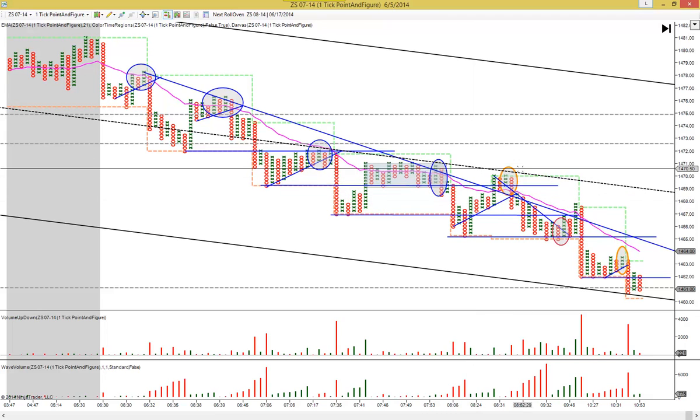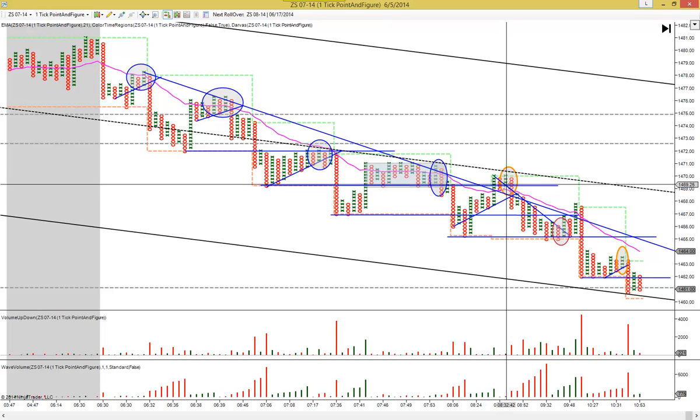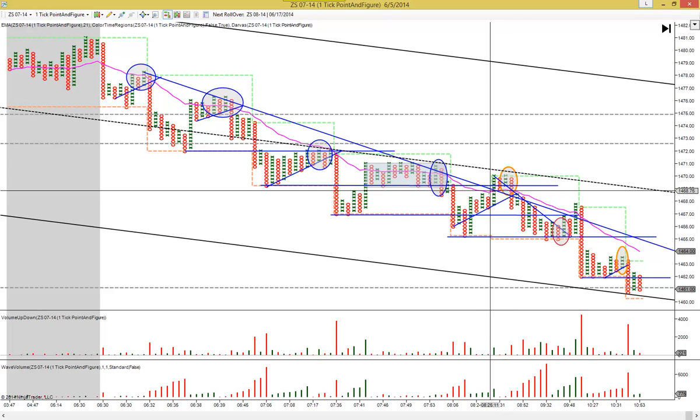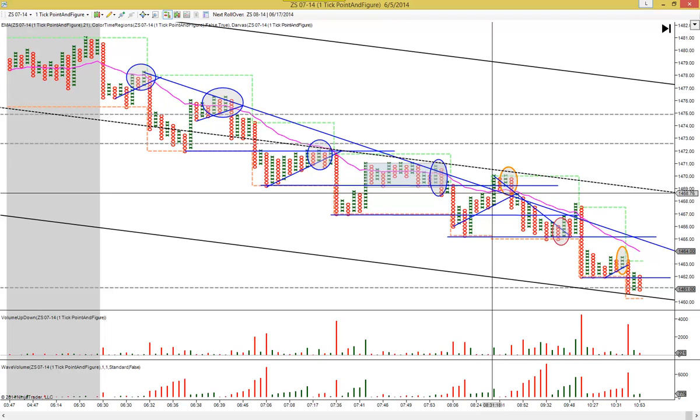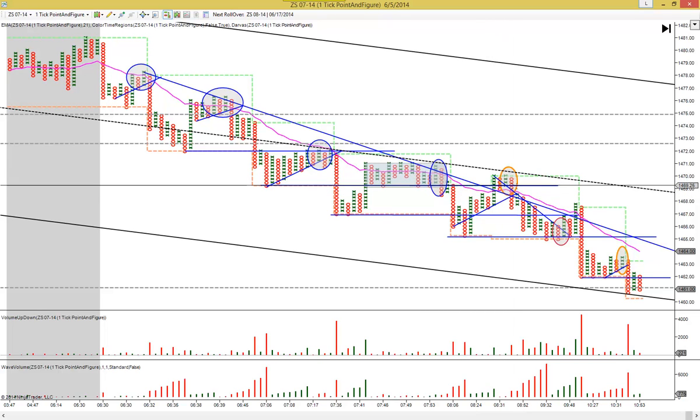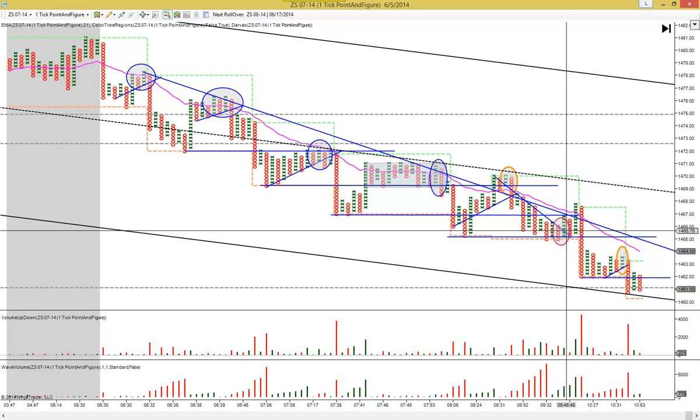Then I saw this short setting up and didn't take it. We had broken through the EMA and the trend line, and we were sitting on support, so I know that some people got long here, and I should have taken this as it was a nice trap. And we did come on down. Then I took a long here, which is a mistake.